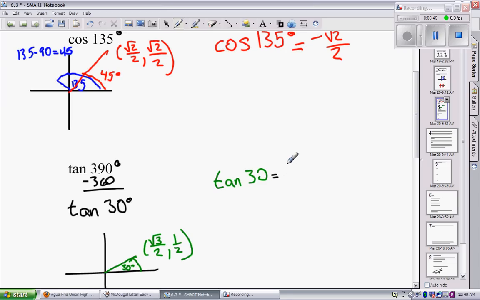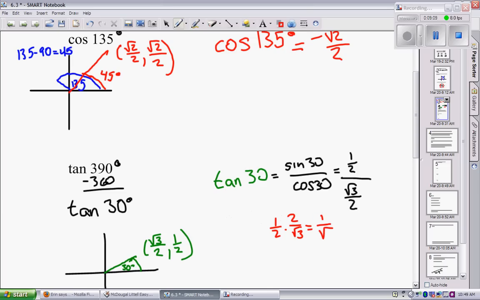It's really the sine of 30 over the cosine of 30. Sine is your y value, so 1/2 over root 3 over 2. So you're really taking 1/2 times 2 over root 3. You get 1 over root 3, but you have to rationalize the denominator, and you get root 3 over 3. So the tangent of 390 degrees is root 3 over 3, and we're in quadrant 1, so it's positive.